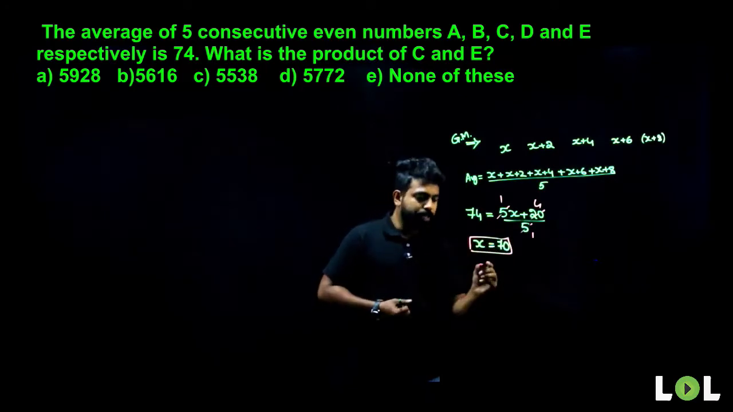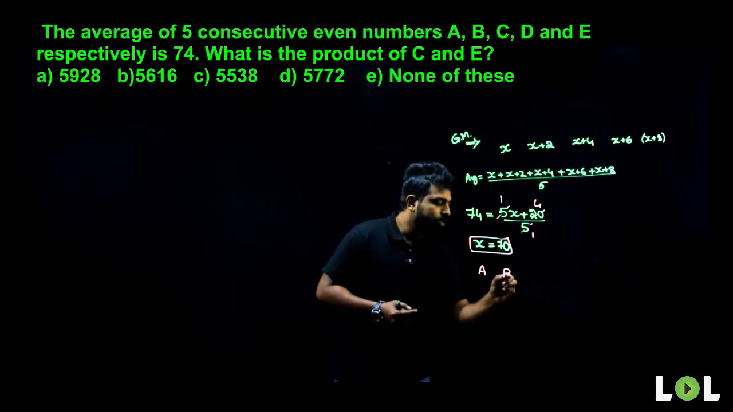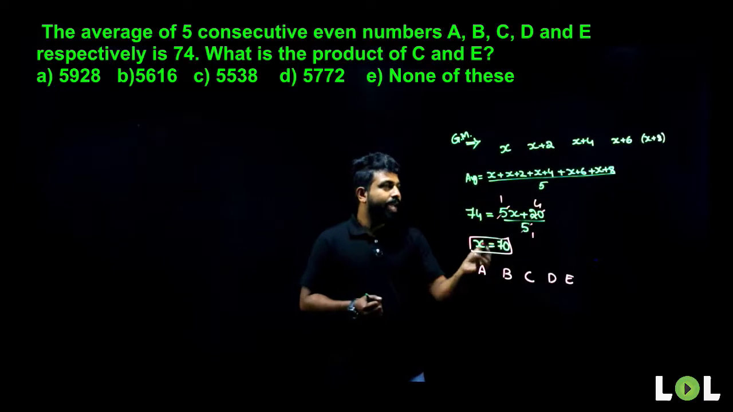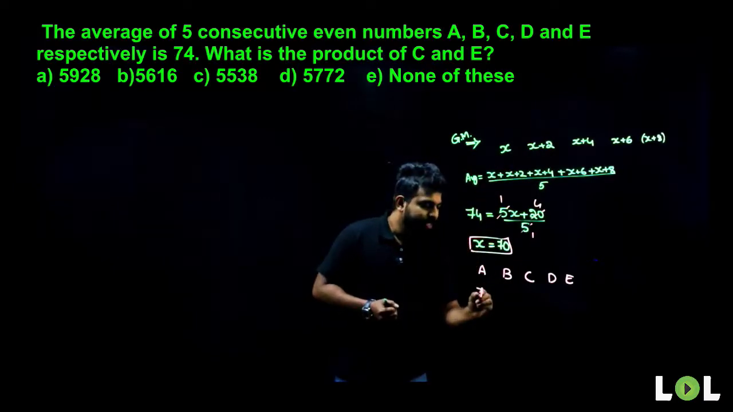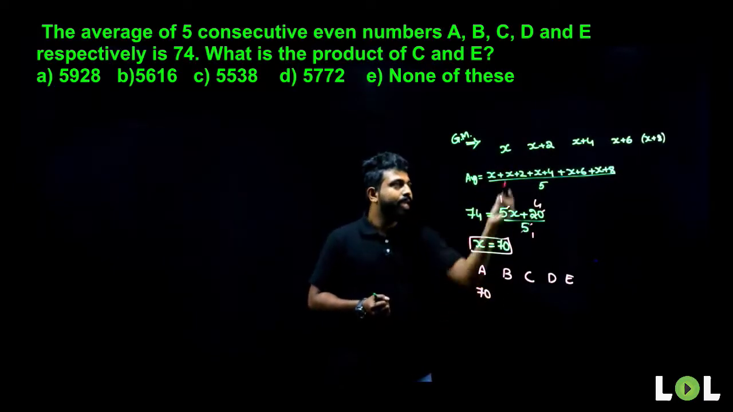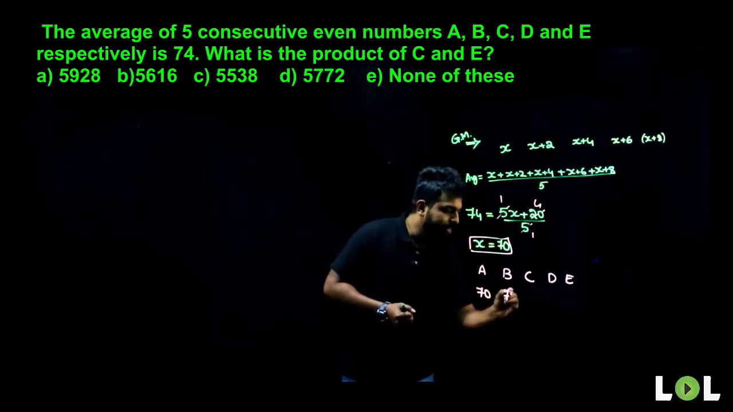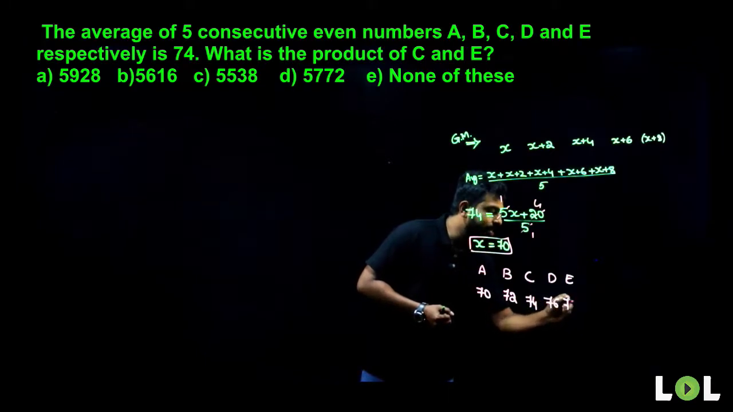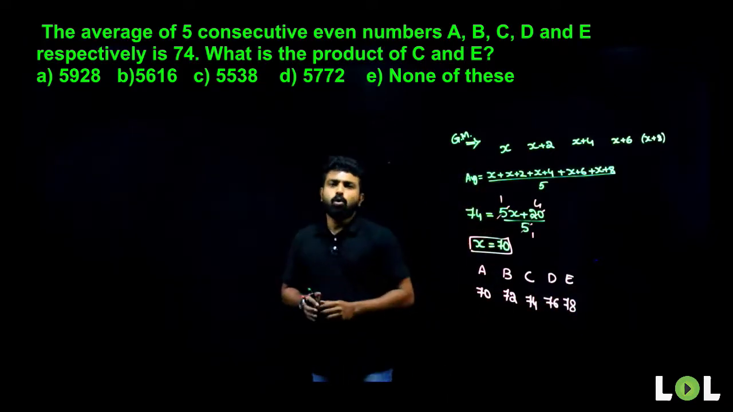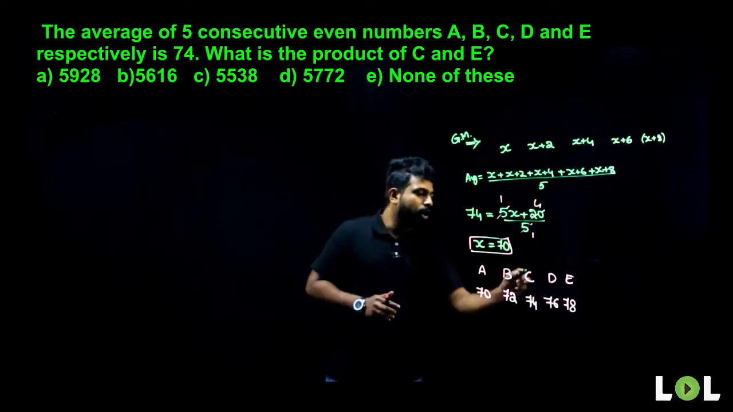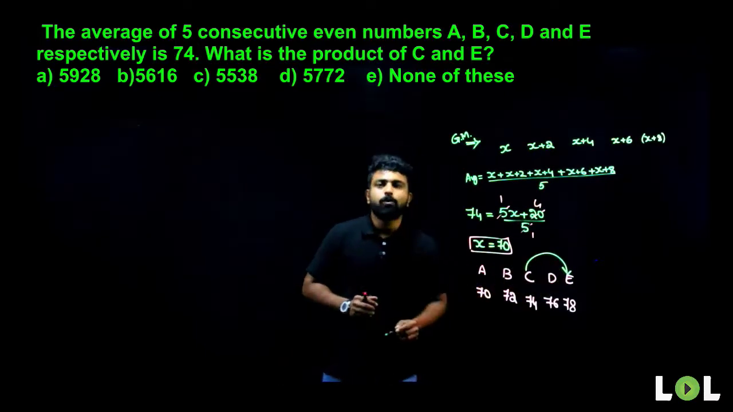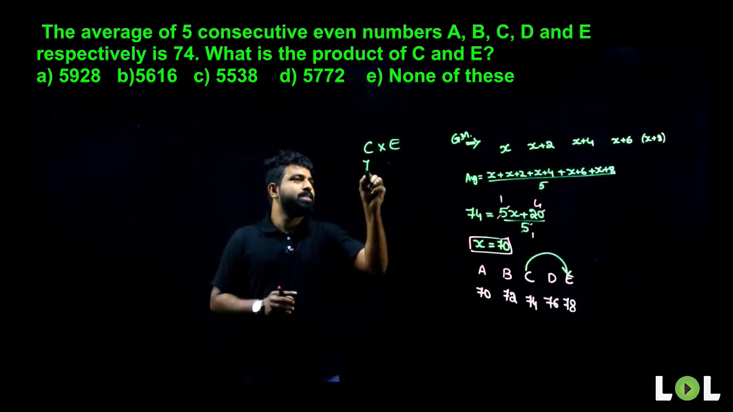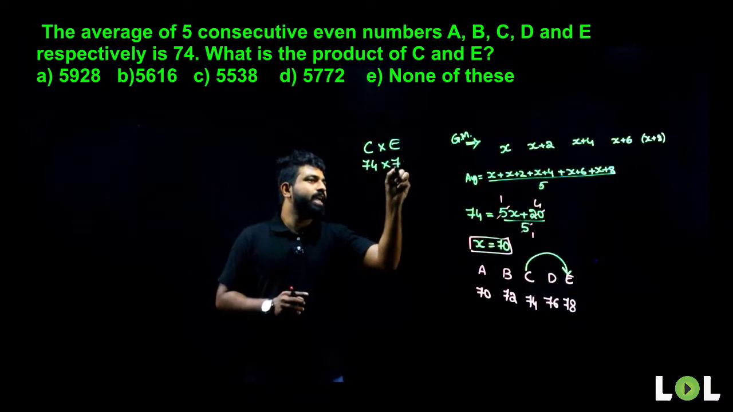So which are the terms here? A, B, C, D and E, out of which x is my A. x is 70. What is B? B is x plus 2, that will be 72. What will be C? C will be 74, D will be 76 and E will be 78. Now what are they asking us? They're asking us the product of C and E. What will be the product of C and E? It will be C into E, that is nothing but 74 into 78.